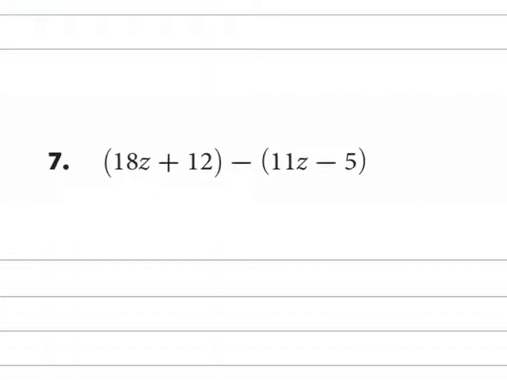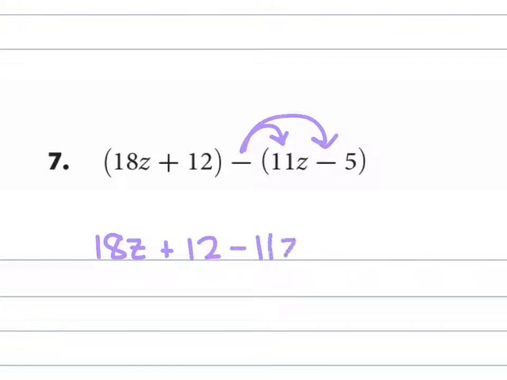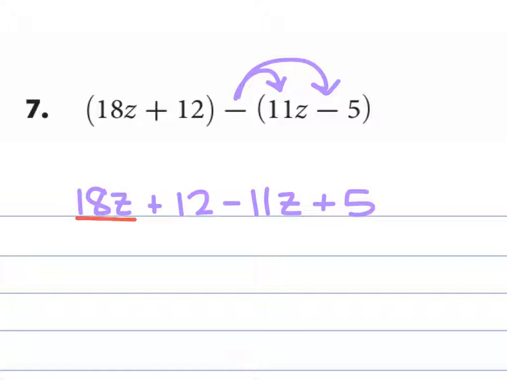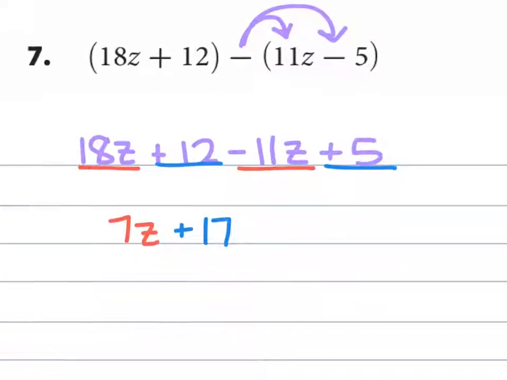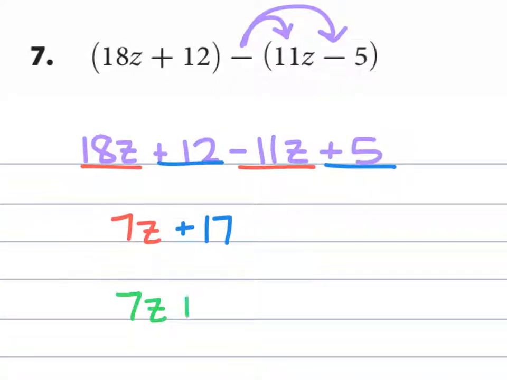For 7, doing the same thing, distribute that negative. We have 18z plus 12 minus 11z plus 5, and then combine your like terms. The 18z minus 11z is going to give us 7z, and then the 12 plus 5 is 17. So 7z plus 17 is our solution.